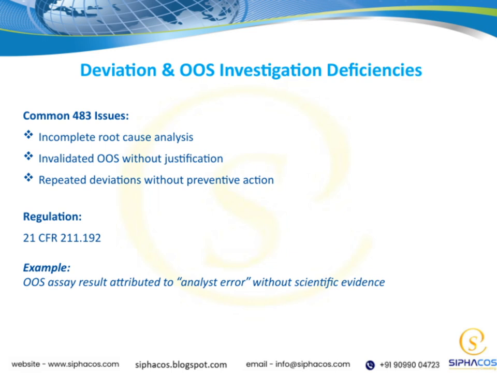Citing the regulation, 21 CFR 211.192 emphasizes the importance of thorough investigations and proper documentation in our quality systems. For example, consider an OOS assay result that is attributed solely to analyst error, without any scientific evidence. This kind of explanation is problematic because it dismisses the investigation's responsibility to identify actual causes and implement meaningful corrective actions. Overall, these deficiencies highlight the need for comprehensive, scientifically sound investigations to ensure compliance and product quality.